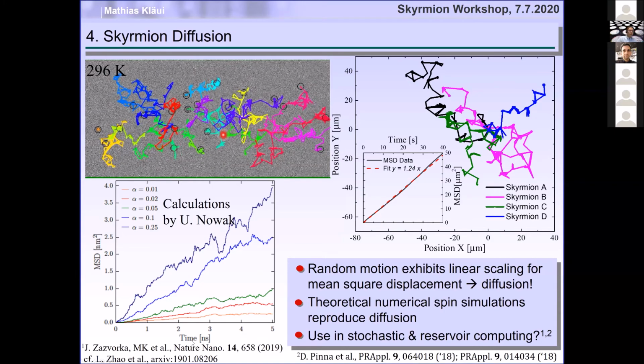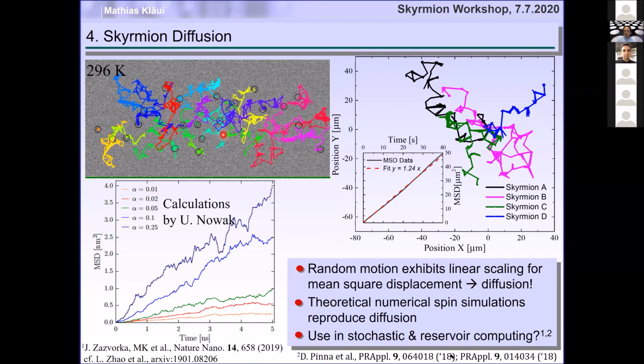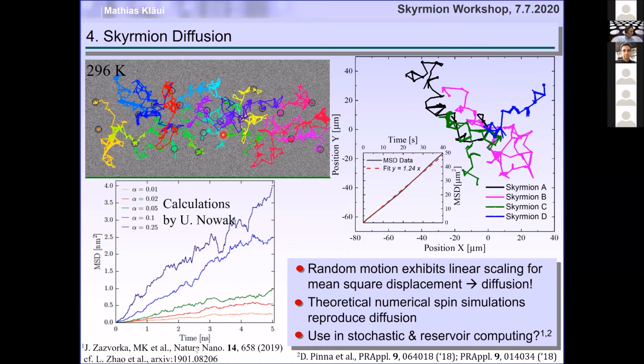Now, what can you do with this? There are some nice ideas to use this in stochastic and reservoir computing, as suggested in these 2 papers here. And we then realized the skyrmion reshuffler in this Nature Nano paper. Okay, good.